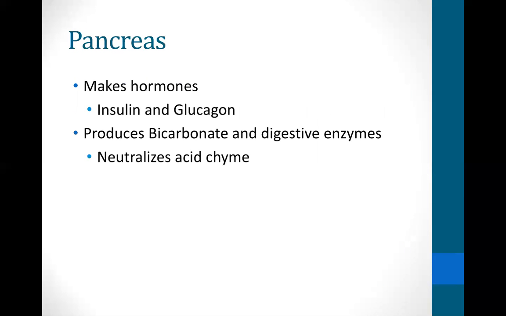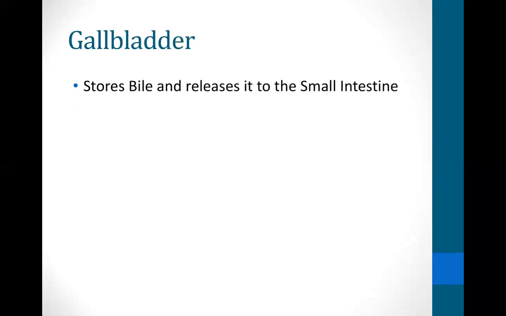The pancreas makes hormones, insulin, and glucagon, and it produces bicarbonate, which helps neutralize acidic chyme entering the small intestine, and it produces digestive enzymes that can break down food components in the small intestine. The gallbladder, like I said, stores and releases bile. The bile will emulsify fat.